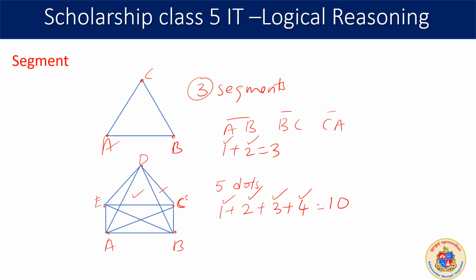So if there is a figure with 8 sides or 8 dots, what are we supposed to do? If all those dots are interconnected like this, the number of segments in that particular figure will be 1 plus 2 plus 3 plus 4 plus 5 plus 6 plus 7. जो answer मिलेगा, that will be the answer to that question. How many segments are there?